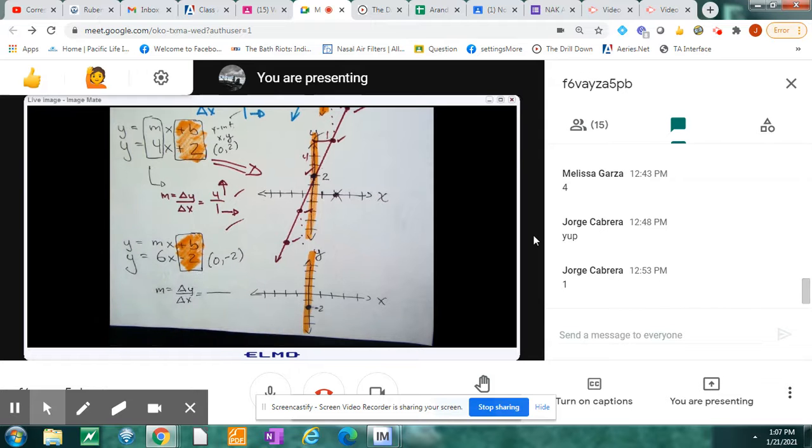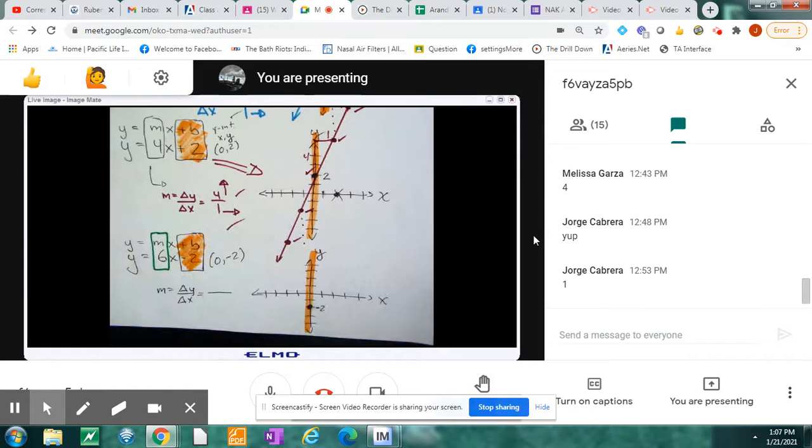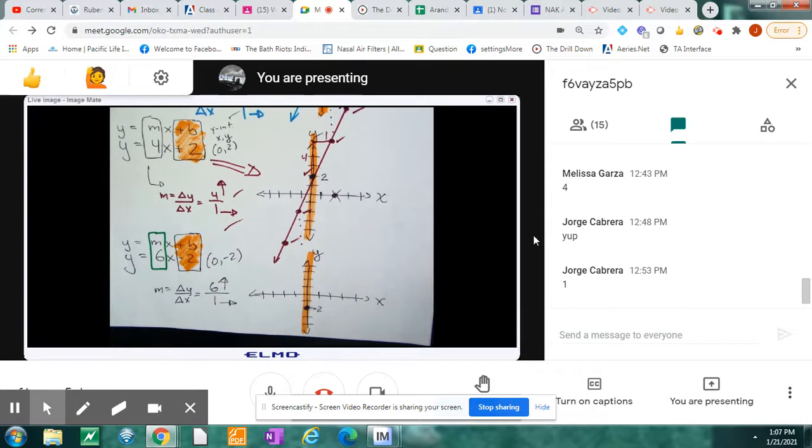So that's going to be one number. Anybody, what number? 6. Yeah, so 6 over what? Right, change of y over change of x. Rise over run. Because it's positive rise, and run positive, you're going to rise 6 and run 1. All right, you guys ready? Let's do this. Here we go, 6 and 1.